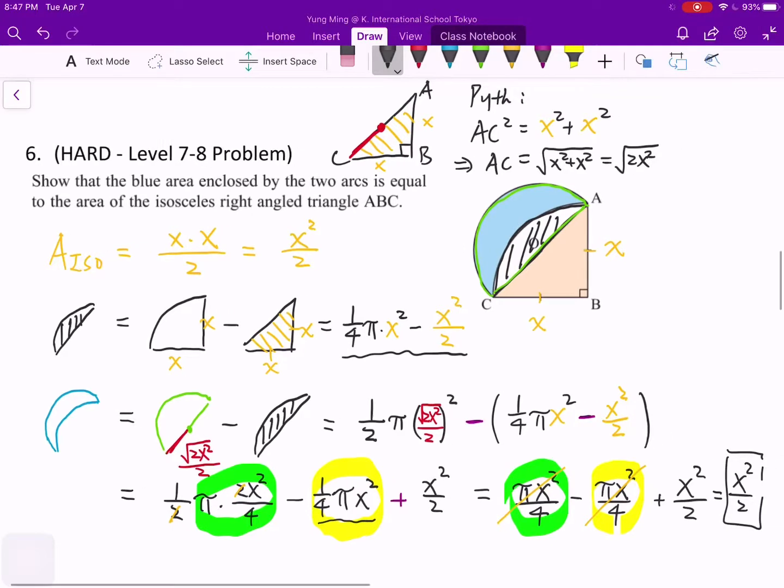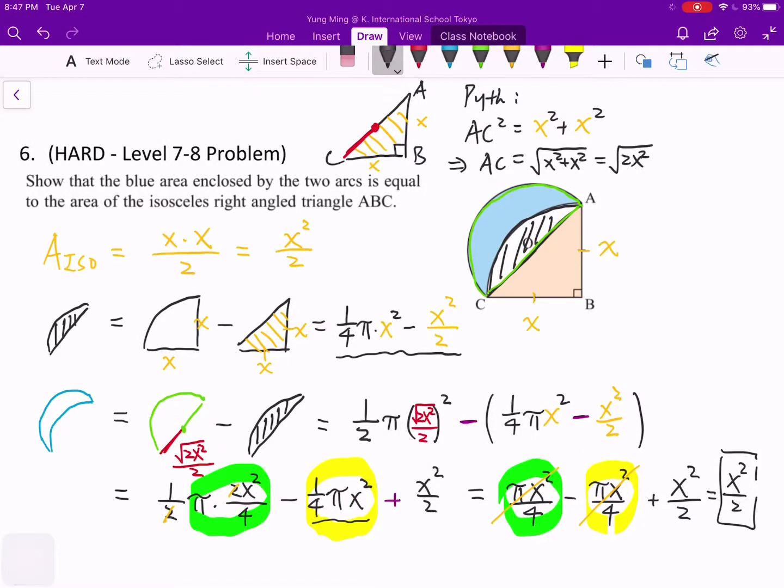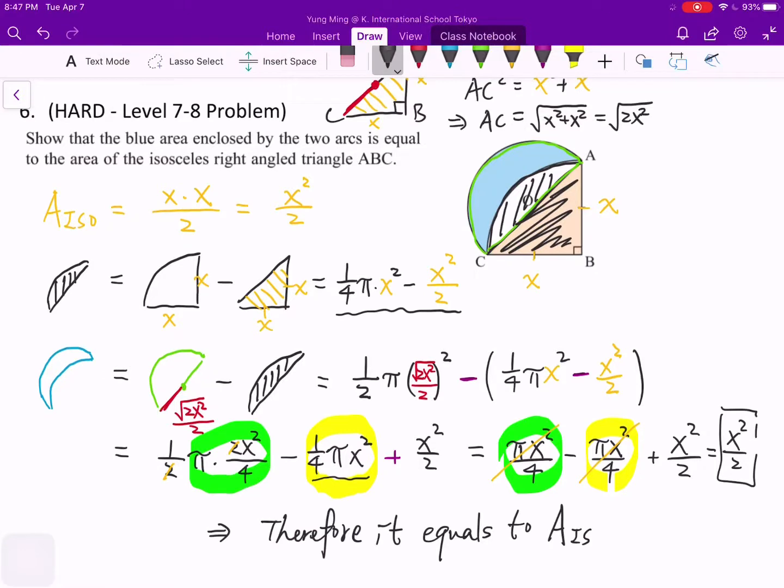And because the blue shape is exactly equal to the yellow shape or the orange shape that we saw at the very beginning, so you can just conclude that the area of the blue moon shape is exactly the same as the area of the isosceles triangle. And that's it for this question.